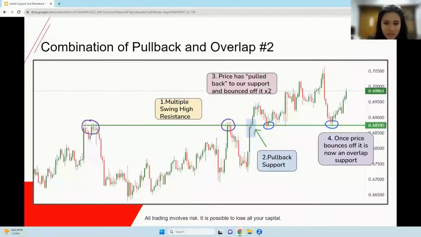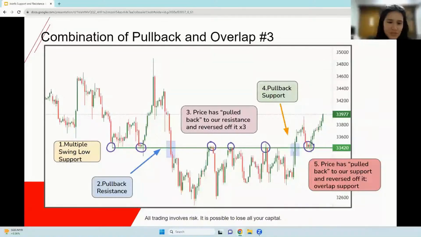Okay, I think by this time you guys have probably gotten the hang of it. This is just my last slide, and then we will take a look at some charts. Once again, a combination of pullback and overlap. Firstly, we have a multiple swing low here. One, two circles here.